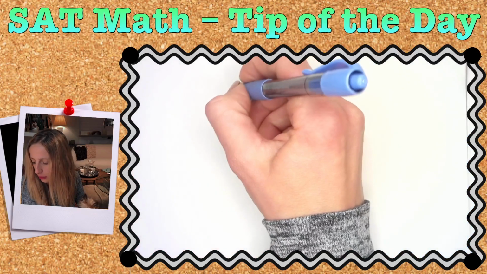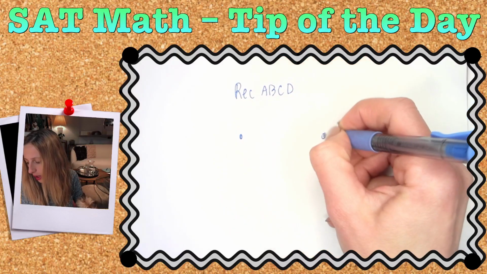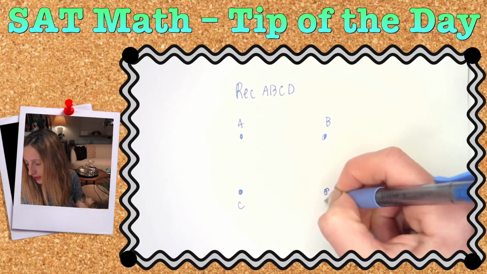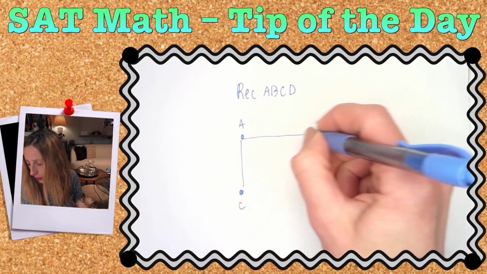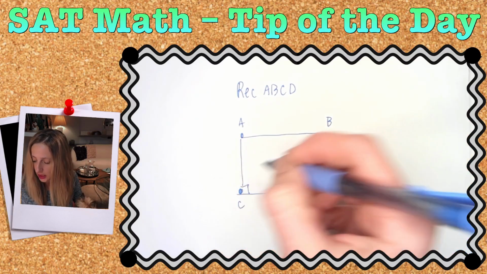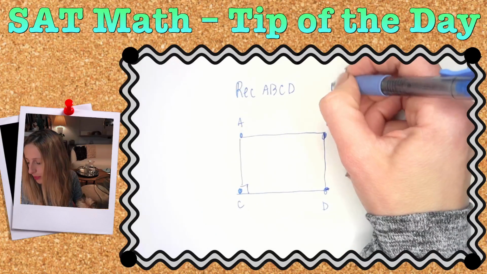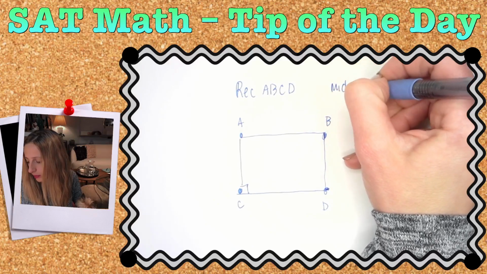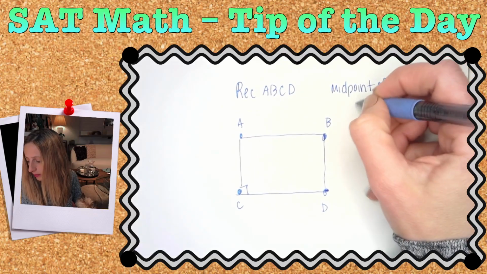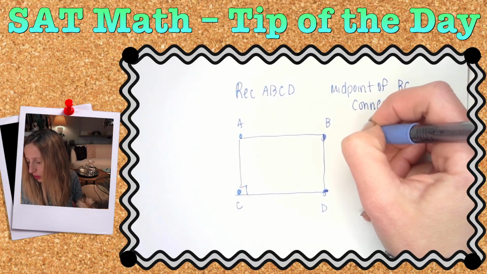So if they name it rectangle A, B, C, D, and they don't give you a picture, say you drew it like this, A, B, C, D, and you're like, I like it like that, I want it to look like this because that's what I want. Well, you're wrong. You can't do that. And then they might tell you the midpoint of BC connects to A.